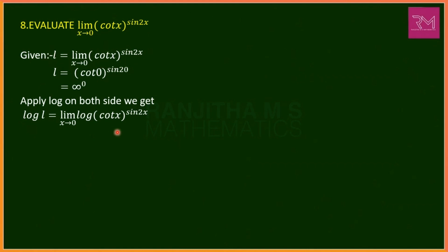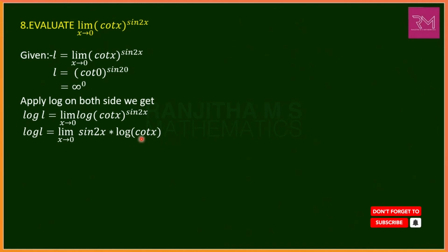We get this value. Hence this is of the form log of m power n. Hence we get n into log of m, that is, log L is equal to limit as x tends to 0 of sin 2x into log of cot x. Here if we substitute x value as 0, sin 0 is 0 into cot 0 is infinity. Log infinity is not defined.